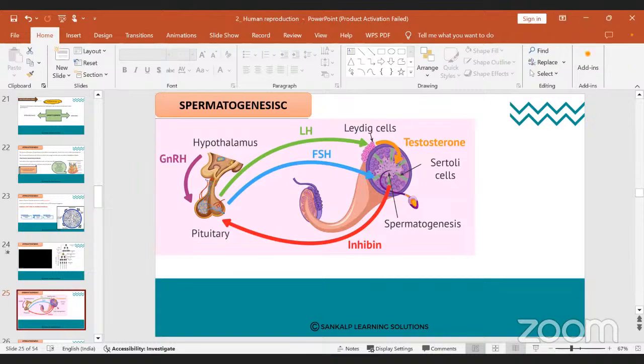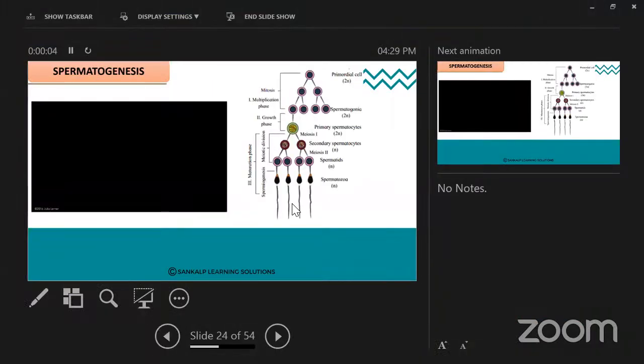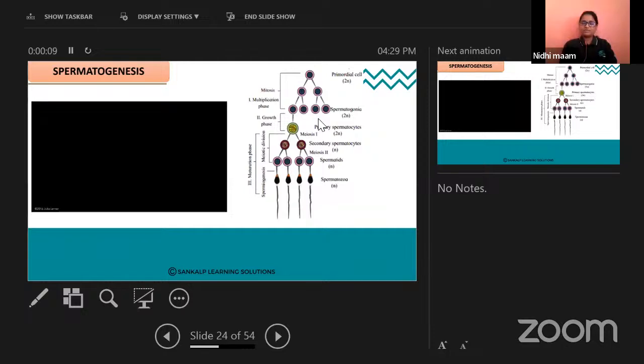Yes, ma'am. All of you, is it clear? So don't get confused between spermiogenesis and spermiation. Spermiogenesis is the morphological changes which we observe from spermatids to spermatozoa, right? Spermiation is the release of a sperm from the Sertoli cell.